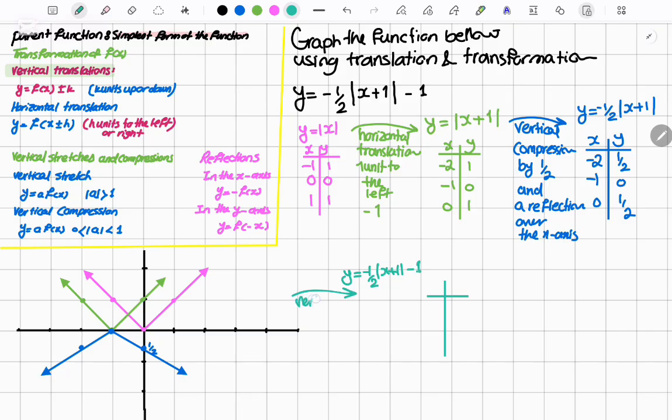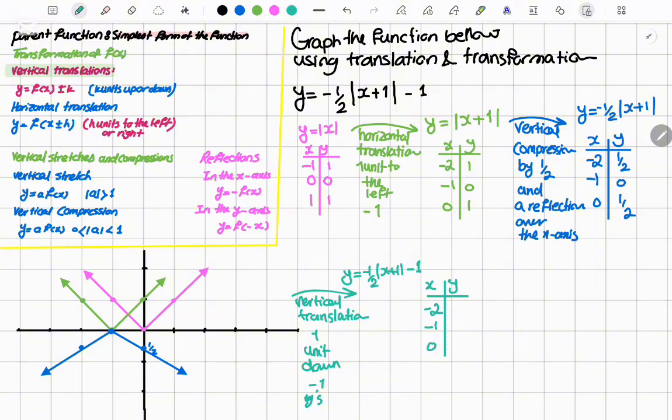So it's a vertical translation. The changes are for the y's because it's outside. So it's going to be vertical and it's going to go 1 unit down. So I'm going to subtract 1 from all my y's, right? I'm going to copy whatever the x's were from the previous chart and subtract 1 from all my y's, okay?